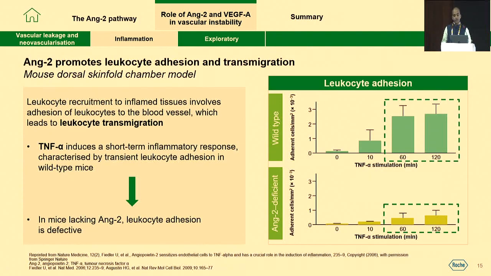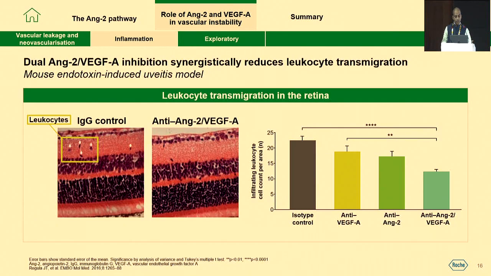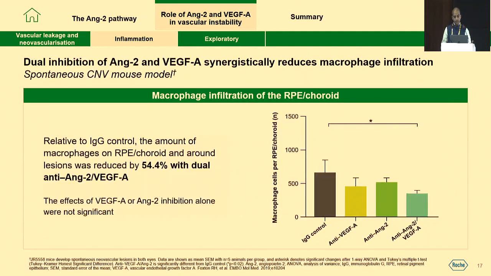Another study showed their role on leukocyte adhesion. In this one, they have given a single intraperitoneal injection of lipopolysaccharide and induced uveitis in these mice, and they have sacrificed them and studied the retinal microscopy where they have seen leukocytic infiltration. The dual mechanism has been proved to synergistically reduce the macrophagic infiltration.